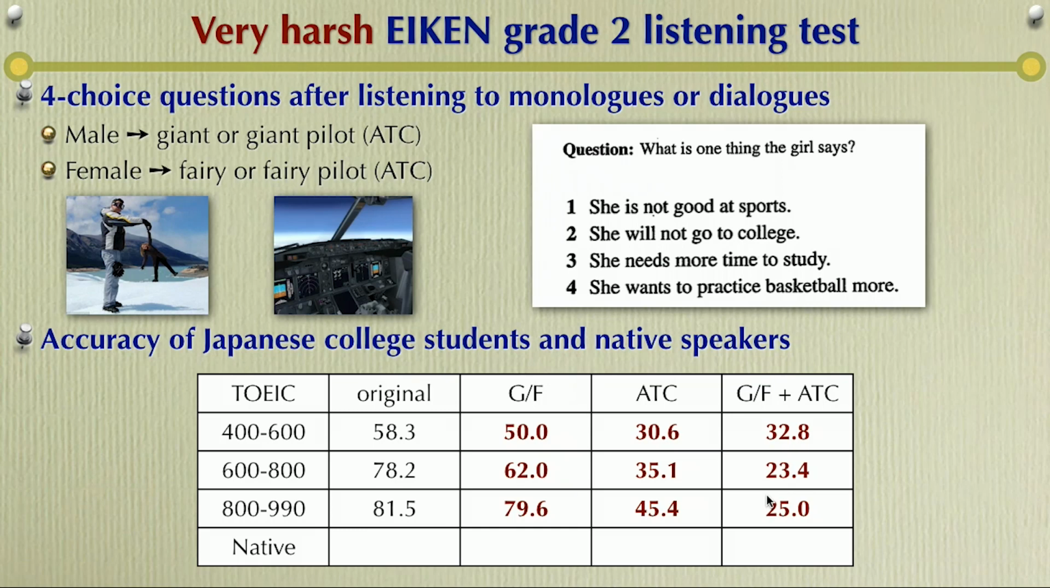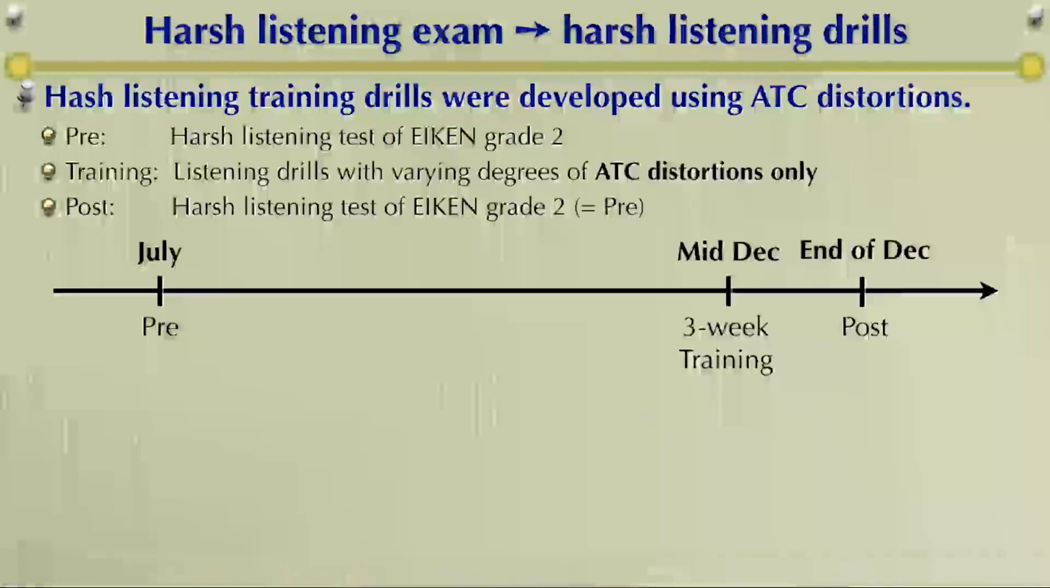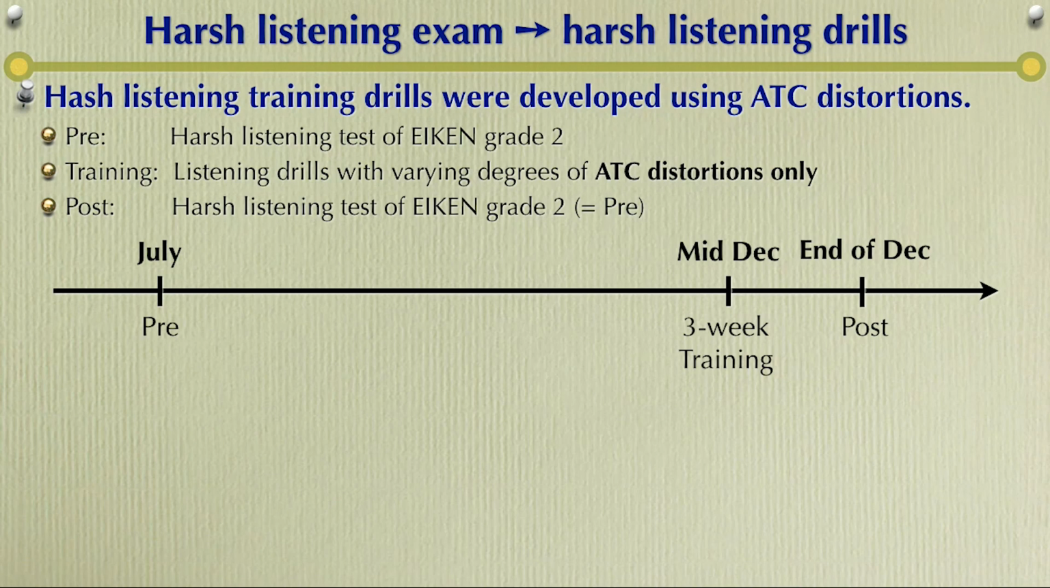And we asked native speakers to attempt this test. What kind of performance did they show? Amazing. ATC is very difficult for non-native listeners, for us, but it is not so difficult for native speakers. If ATC were difficult, we would have to see lots of airplane crashes, right? So we selected ATC distortion because it's very unique: very difficult for learners, but not so difficult for native speakers.